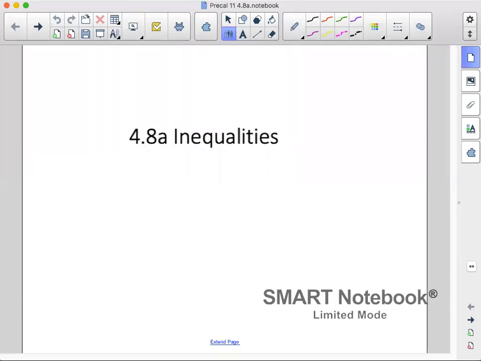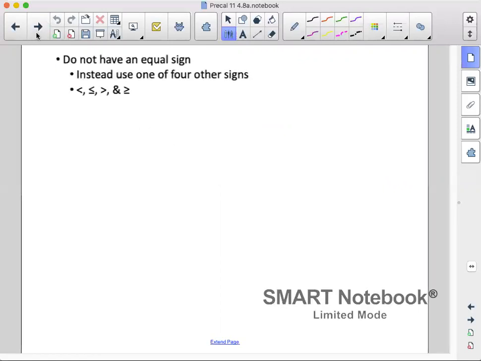Hi, today we're going over section 4.8a, which is inequalities. We're splitting this section into two parts. We'll go over some things about inequalities before getting into it.